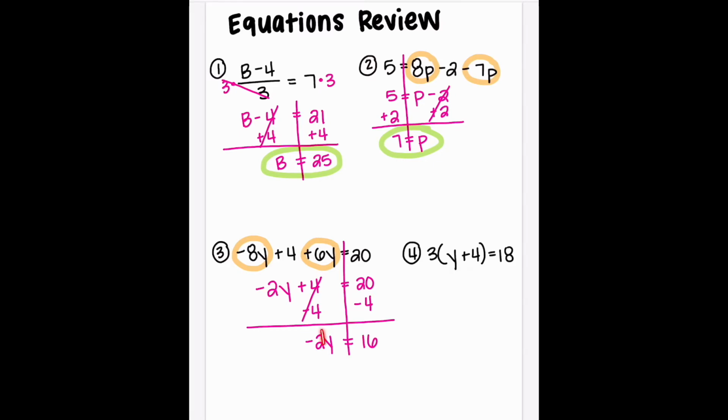Now we can split the 2 away from the y. Since that means negative 2 times y equals 16, we're going to do the inverse of multiplication, which is division. Negative 2 divided by negative 2 is 1, so y equals 16 divided by negative 2 is negative 8.